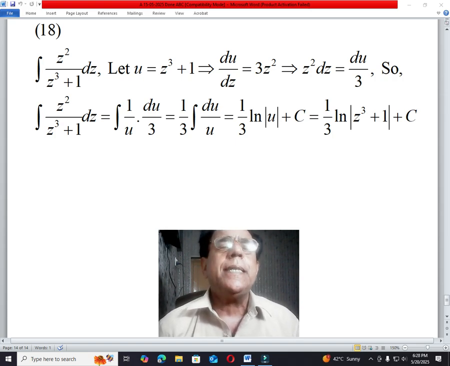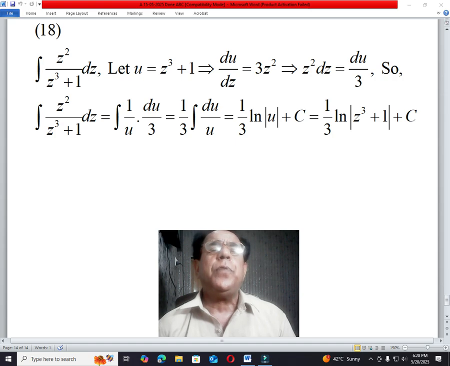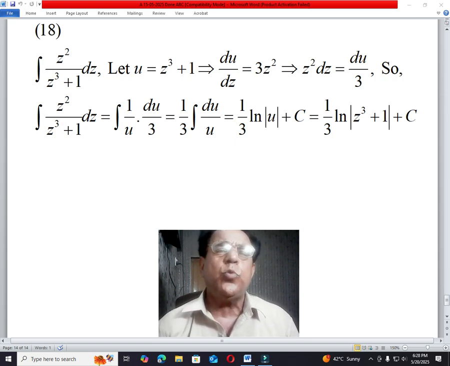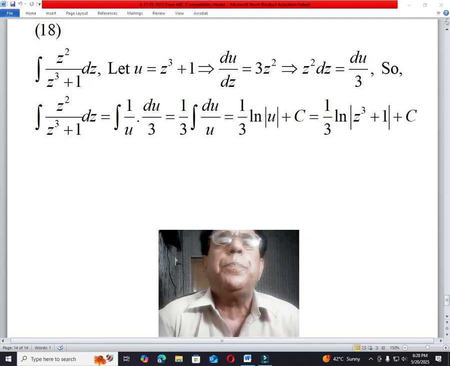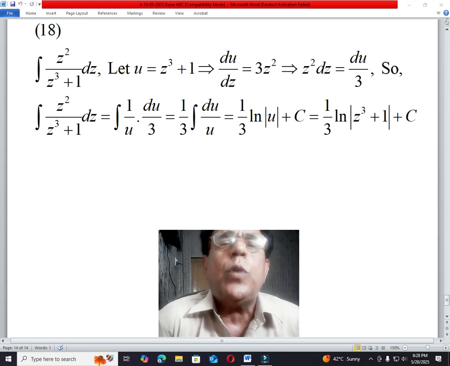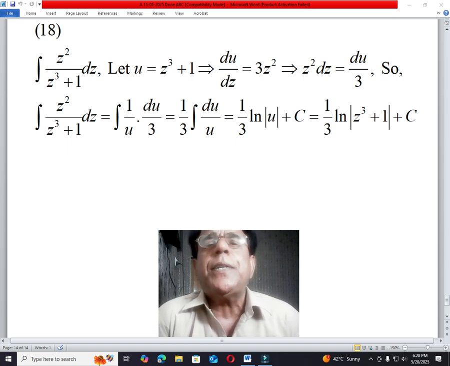We are going to integrate it as per rules of integration, and we know that the formula which will be used is that integral of 1 over u du is equal to natural log of the absolute value of u, or modulus value of u. So our next step will be 1 by 3 log absolute value of u plus c. To this extent our answer is complete. The only step remaining is that in place of u we will substitute its original value, and hence our answer will become 1 by 3 log absolute value of z cube plus 1 plus c.